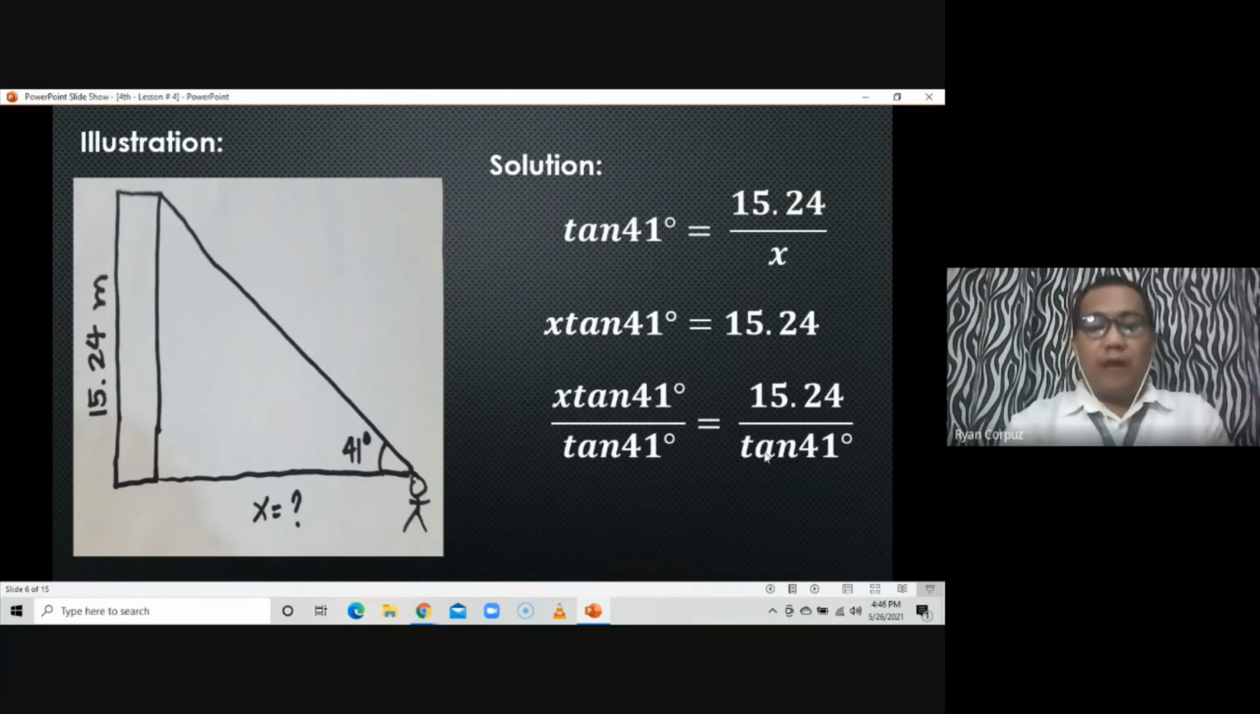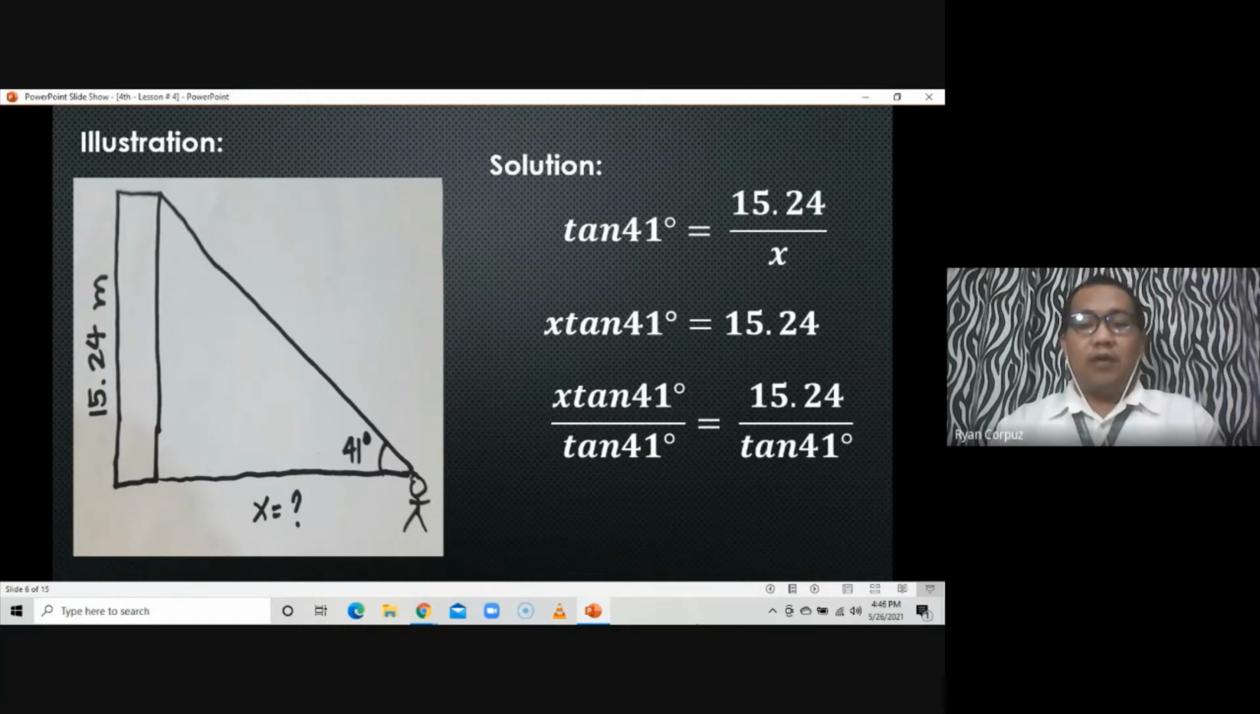So if we're going to do that, tangent 41 degrees here will be eliminated. So ang matitira ngayon ay x. So you just have to press this on a calculator. So bring out your calculator now. So then follow my instruction.